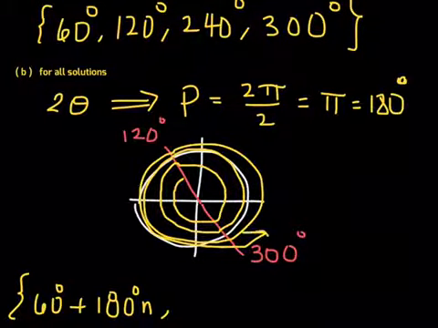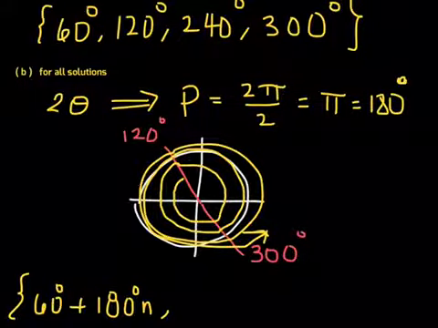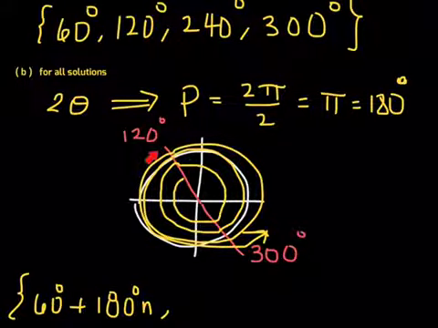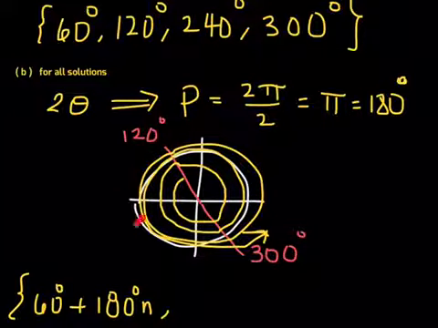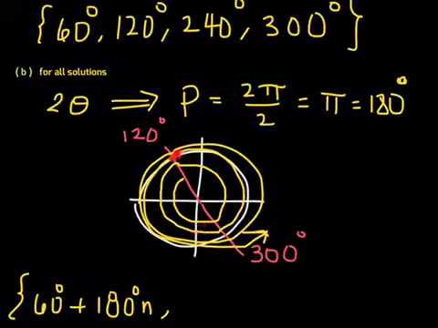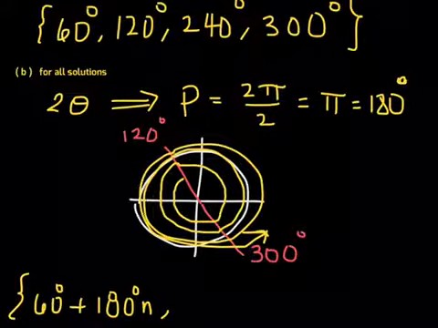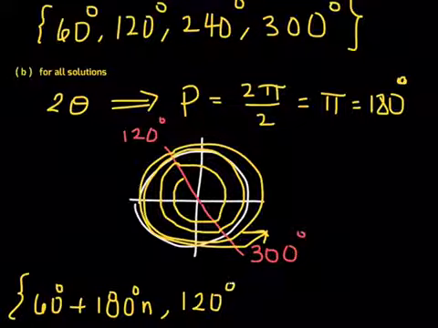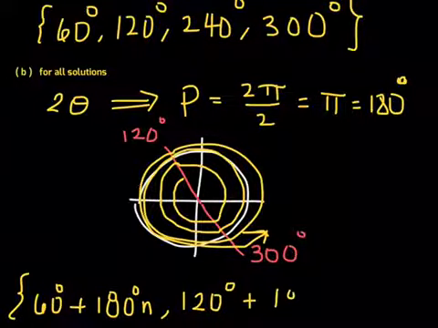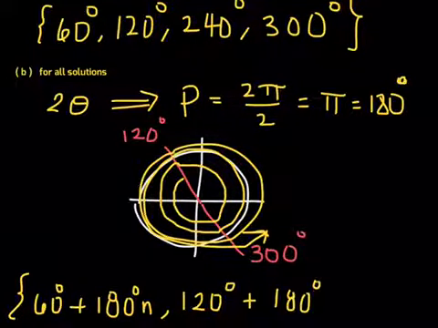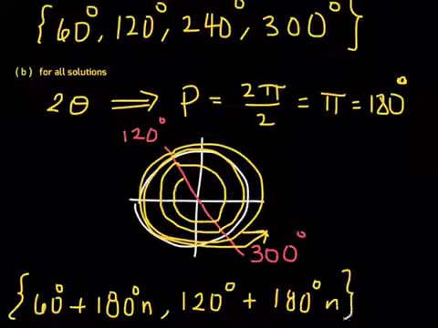So what I'm hoping to show you is that let's start with 120 degrees and then just move multiples of 180 degrees from there. All right? So in other words, we can finish off our solution set by saying 120 degrees plus multiples of 180 degrees. All right? So this is our final solution set.